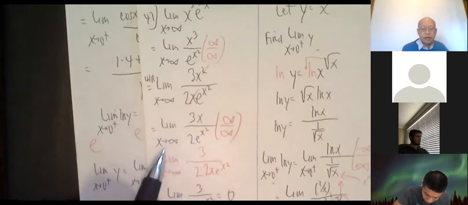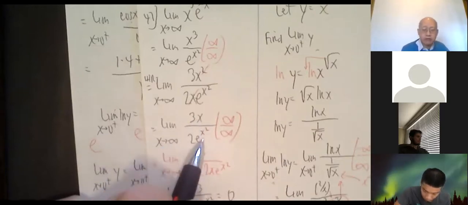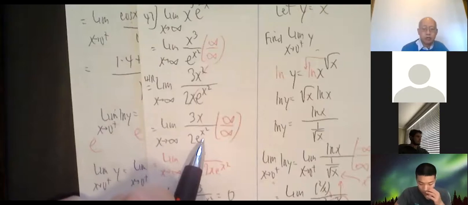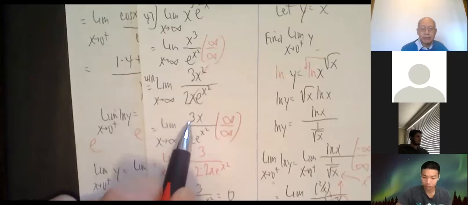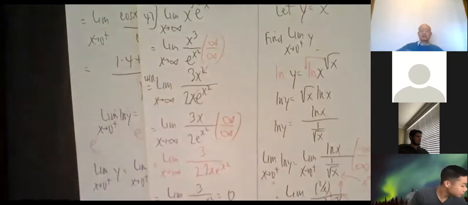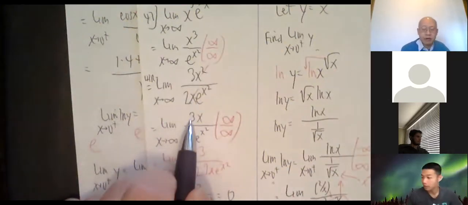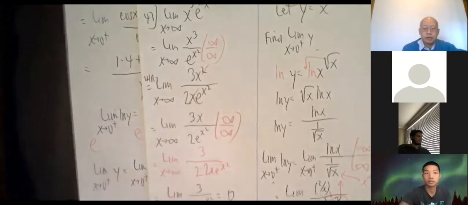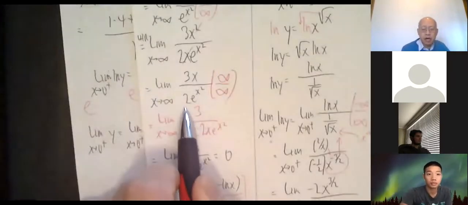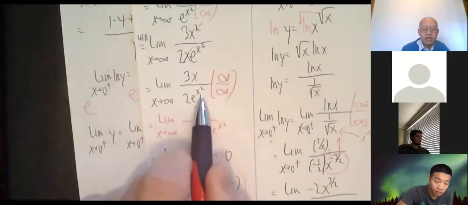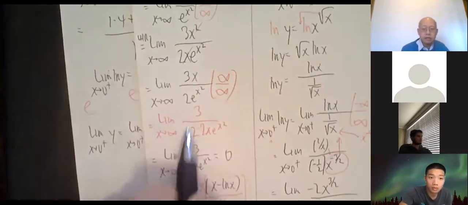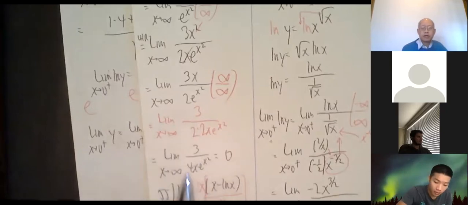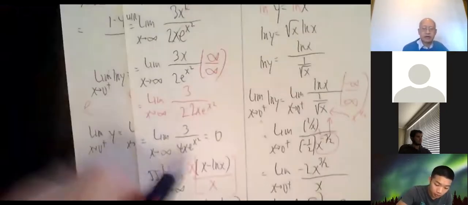Okay. And now if you plug in a super big number, it's still infinity over infinity. So you can do L'Hopital's rule one more time. I can tell that I only have to do it one more time because the derivative of the top is just going to be 3. And then, once I have 3, I don't have to worry anymore. So the derivative of the top is 3. Derivative of the bottom is 2 e to the x squared times 2x.